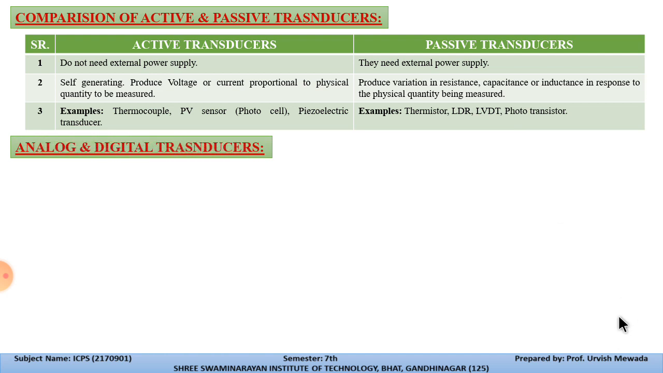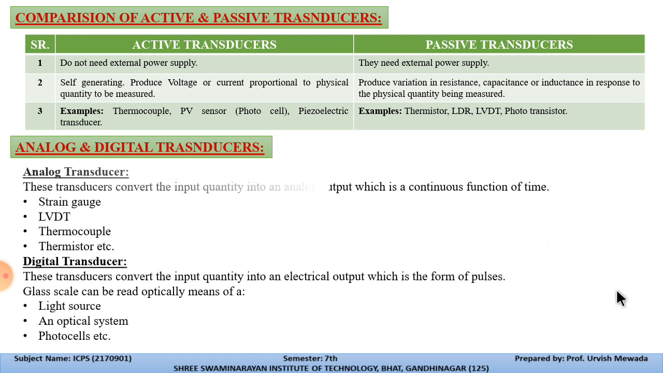The next classification is analog and digital. So this word is associated with the output signal. For the analog type of transducer, this transducer converts the input quantity into the analog output, means this output is a function of time. So these are the names of analog transducers: strain gauge, LVDT, thermocouple, thermistor, all produce the analog output.